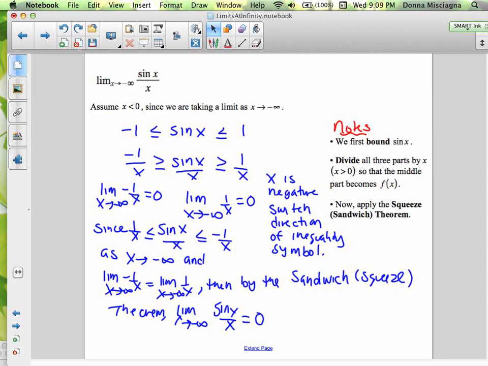So we're going to be learning some different ways to analytically determine limits as x approaches positive and negative infinity.